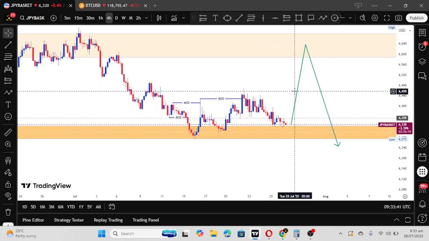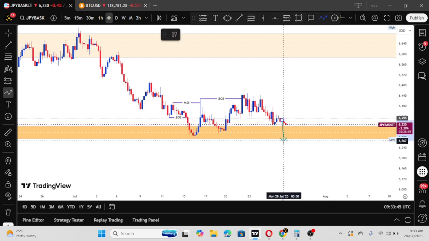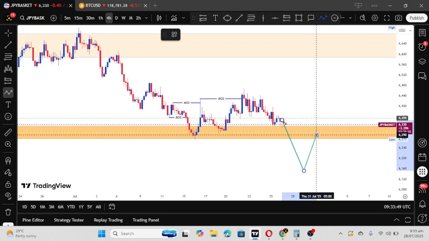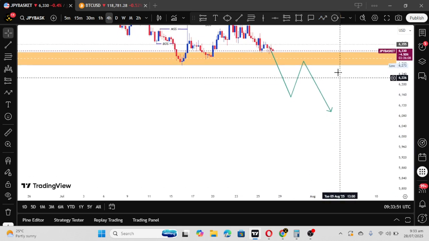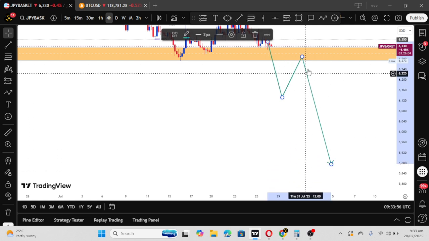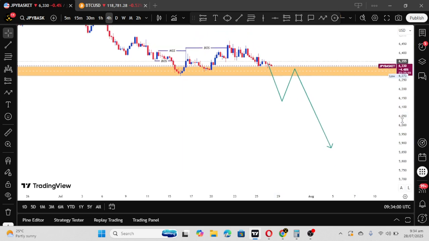And if we don't get that, if we get a breakdown of this zone, it is a nice entry for a sell. Why? We should get the sell. Anyway, we are still going on. We are not going to be rigid to our buyers.